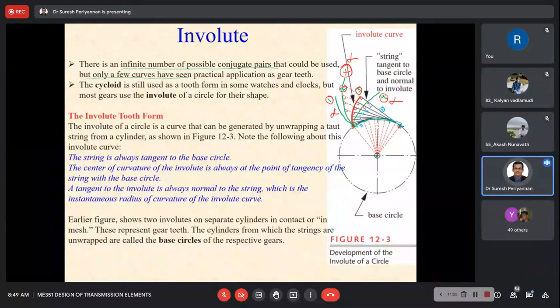Hence, whenever we take the range of these points and draw a tangential line from the base circle at each point, the curve to which that tangential line is normal at each point is the one going to be considered for our tooth design profile. Similarly, you may draw lines from this point to this point, and you will get another similar kind of tooth profile.